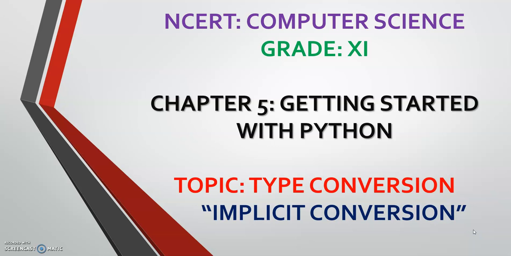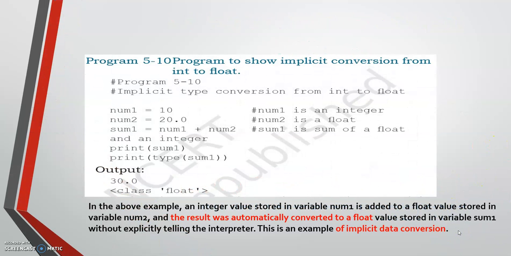Hello and welcome to the online classes for grade 11 from our NCERT Book of Computer Science, chapter number 5, Getting Started with Python, the subtopic type conversion, and we will learn about implicit conversion. Now, if we have type conversion and we are converting a data type into another, what is the role of implicit conversion in this? We are now going to see what it actually means.